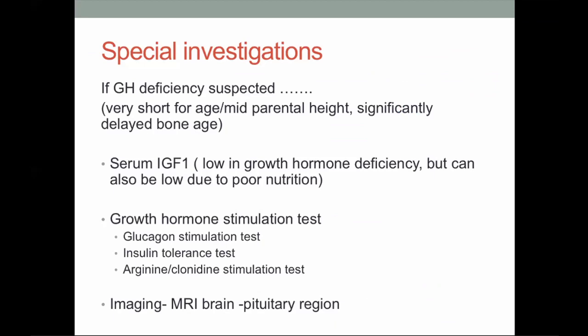If the child is very short, then we suspect growth hormone deficiency. Again, you can refer. And the screening test is a low IGF-1. So if IGF-1 is also low, then we go ahead with a growth hormone stimulation test. And if that is also low, then we usually image the brain, the pituitary region, to see whether the child has congenital hypothyroidism, hypopituitarism, a small pituitary gland, or a thing like a suprasellar tumor.